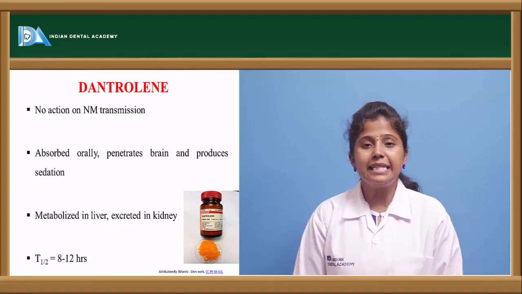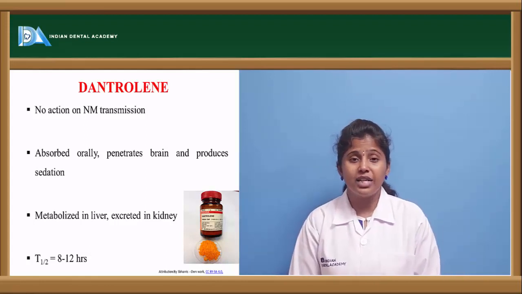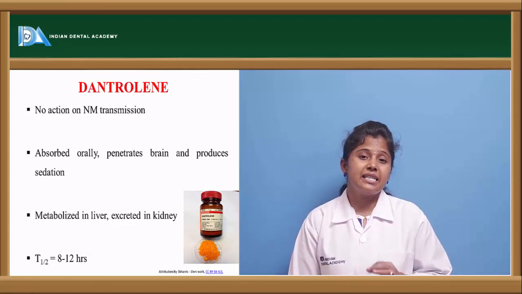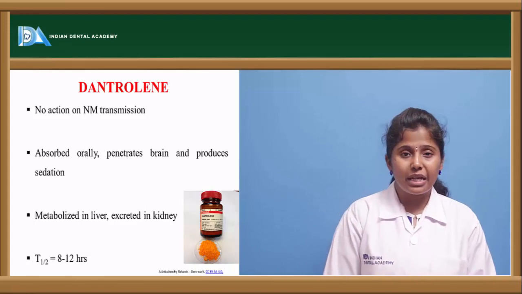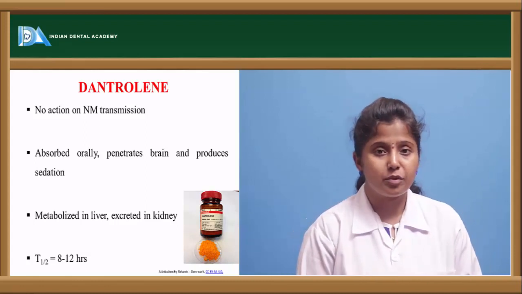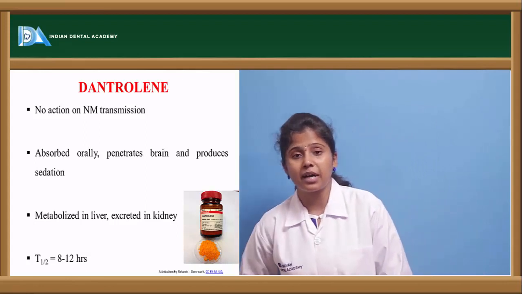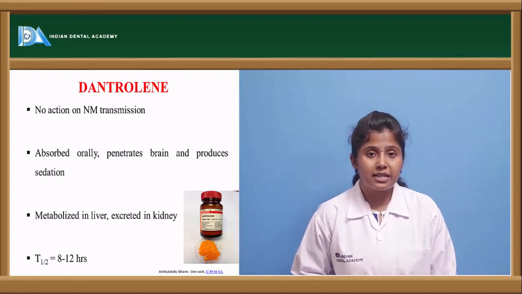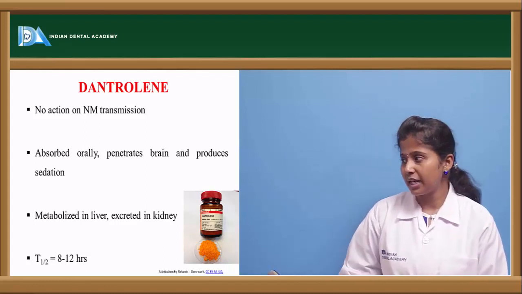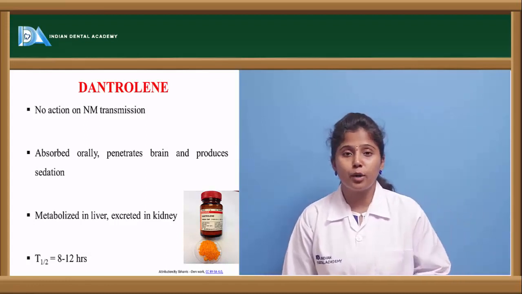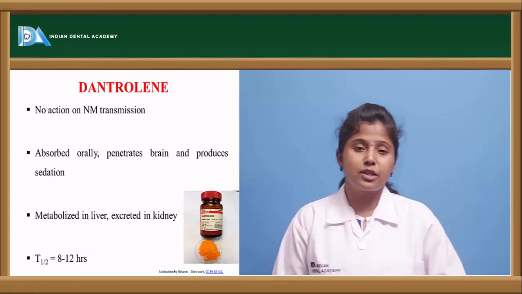Now, let us see the directly acting drugs. The directly acting drug is dantrolene, which acts directly on the muscle. They won't have any action on neuromuscular transmission at all. They directly bind to the receptors present in the skeletal muscle, and thereby they exert their action. It is absorbed orally. If we give it orally, it is rapidly absorbed and it penetrates through the brain.